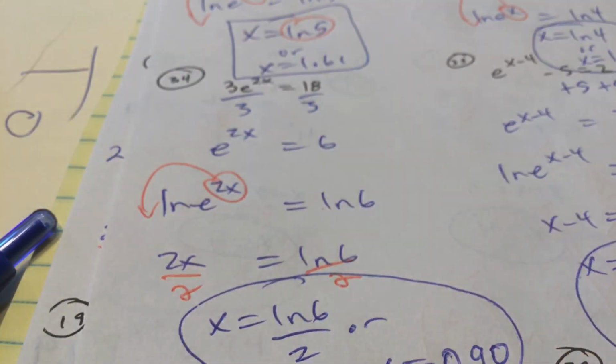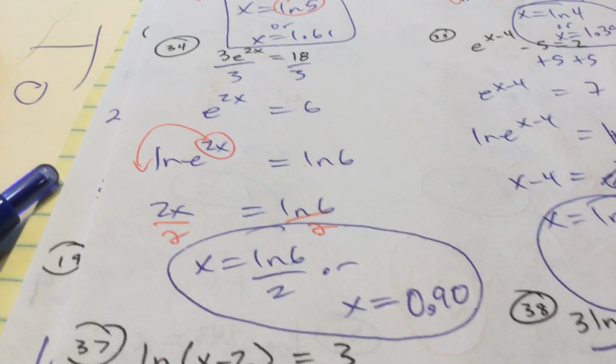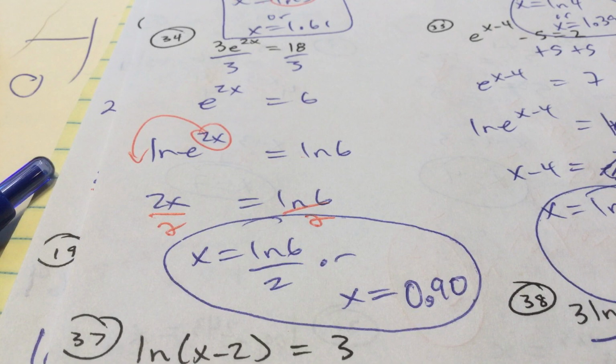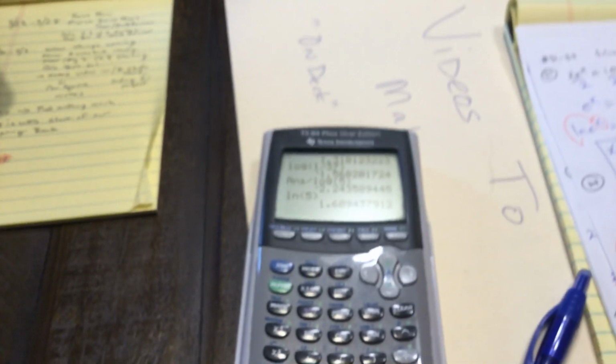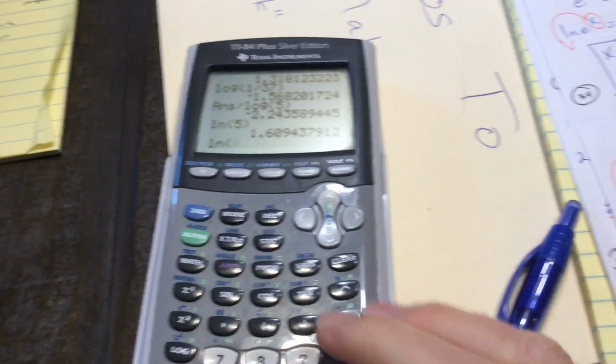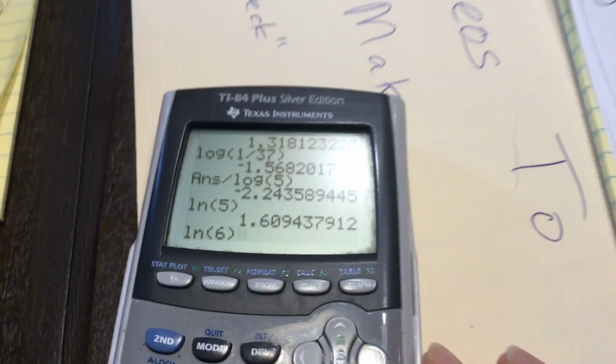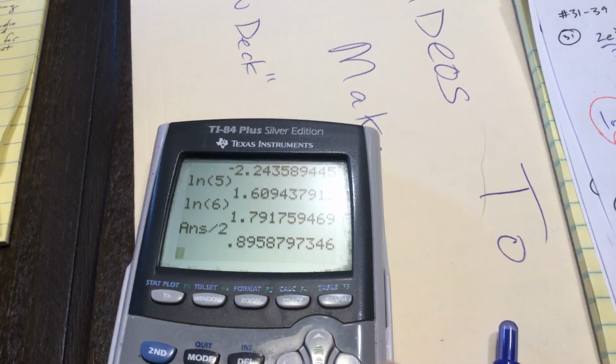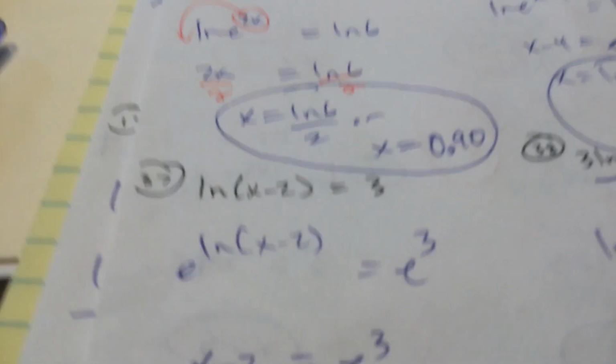So what I have to do to get x all by itself is that. That's not going to be natural log 3. That's just going to be natural log of 6 divided by 2. Which, in a calculator, I do like this. I would hit ln, natural log of 6, hit enter. Divided by 2. 0.90. Make sure I have 0.90.